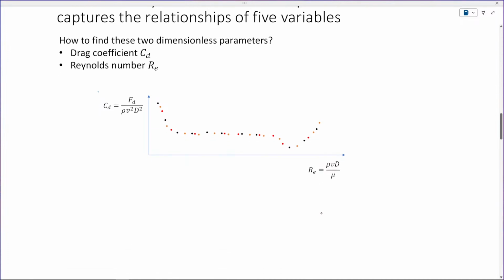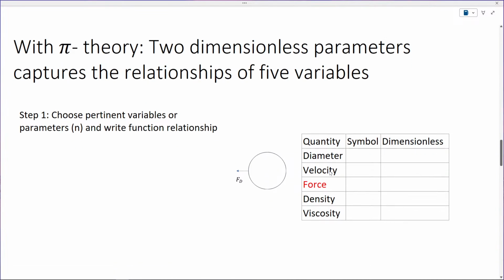And in the next lesson, I will show you how, through these pi terms and something called a scaling law, you could scale back and forth between your prototype and the physical model. So let's just start.